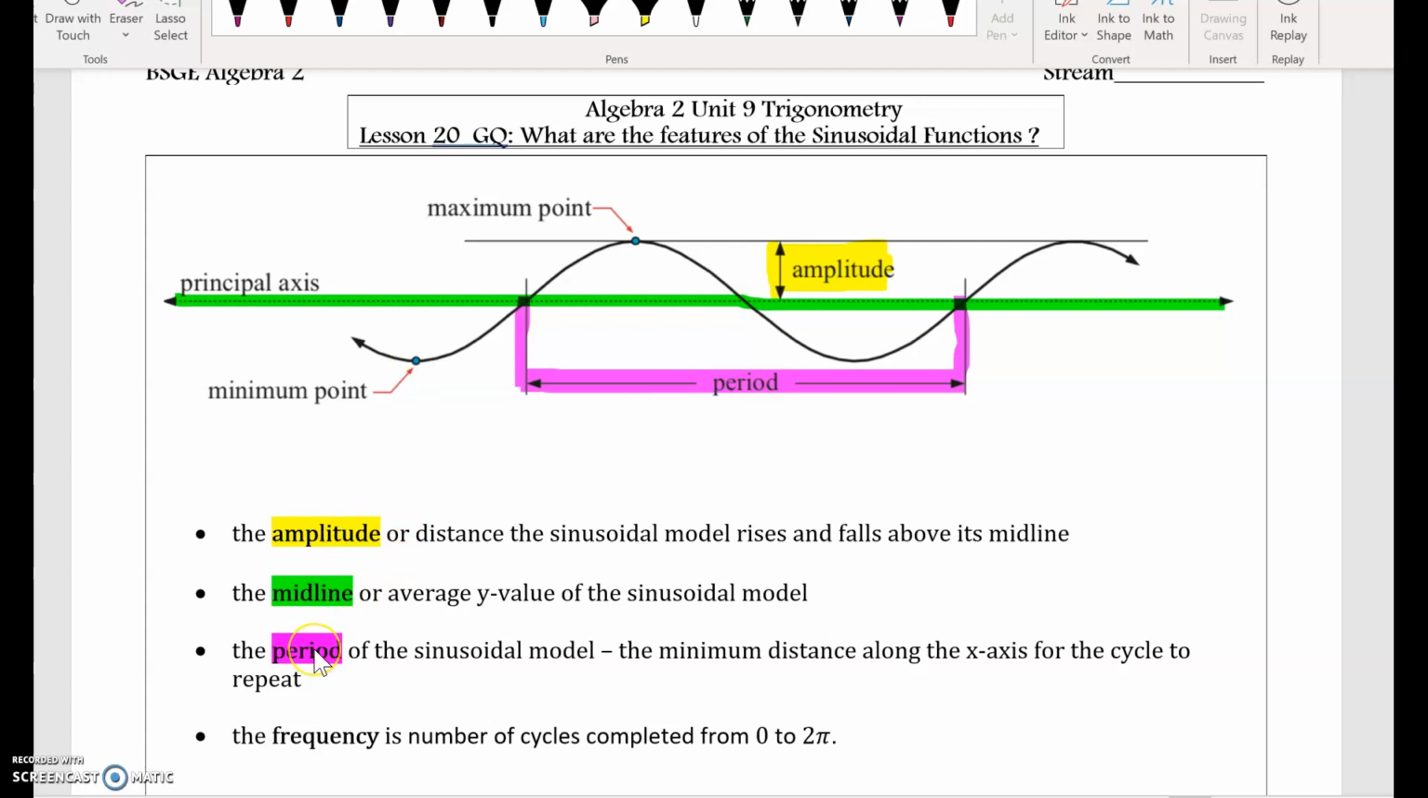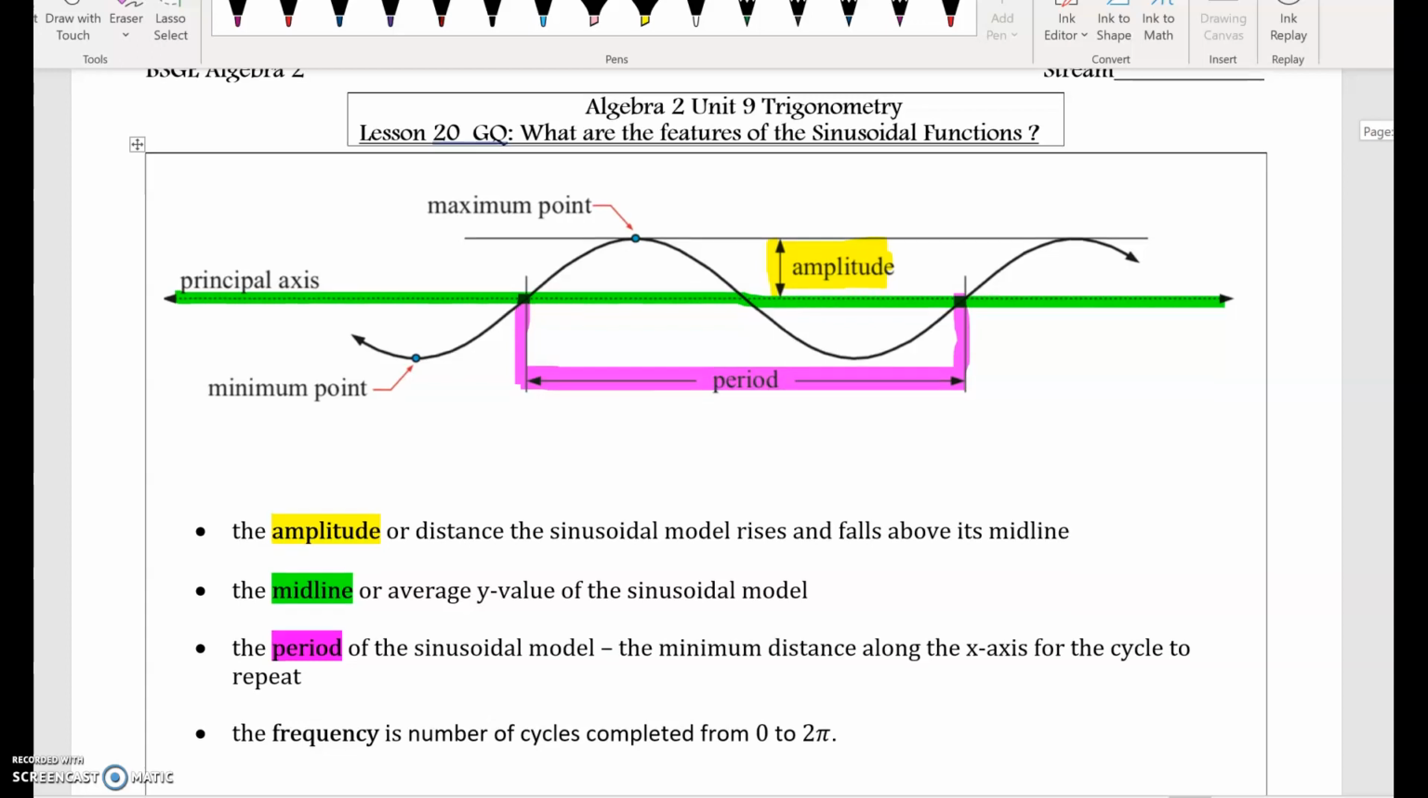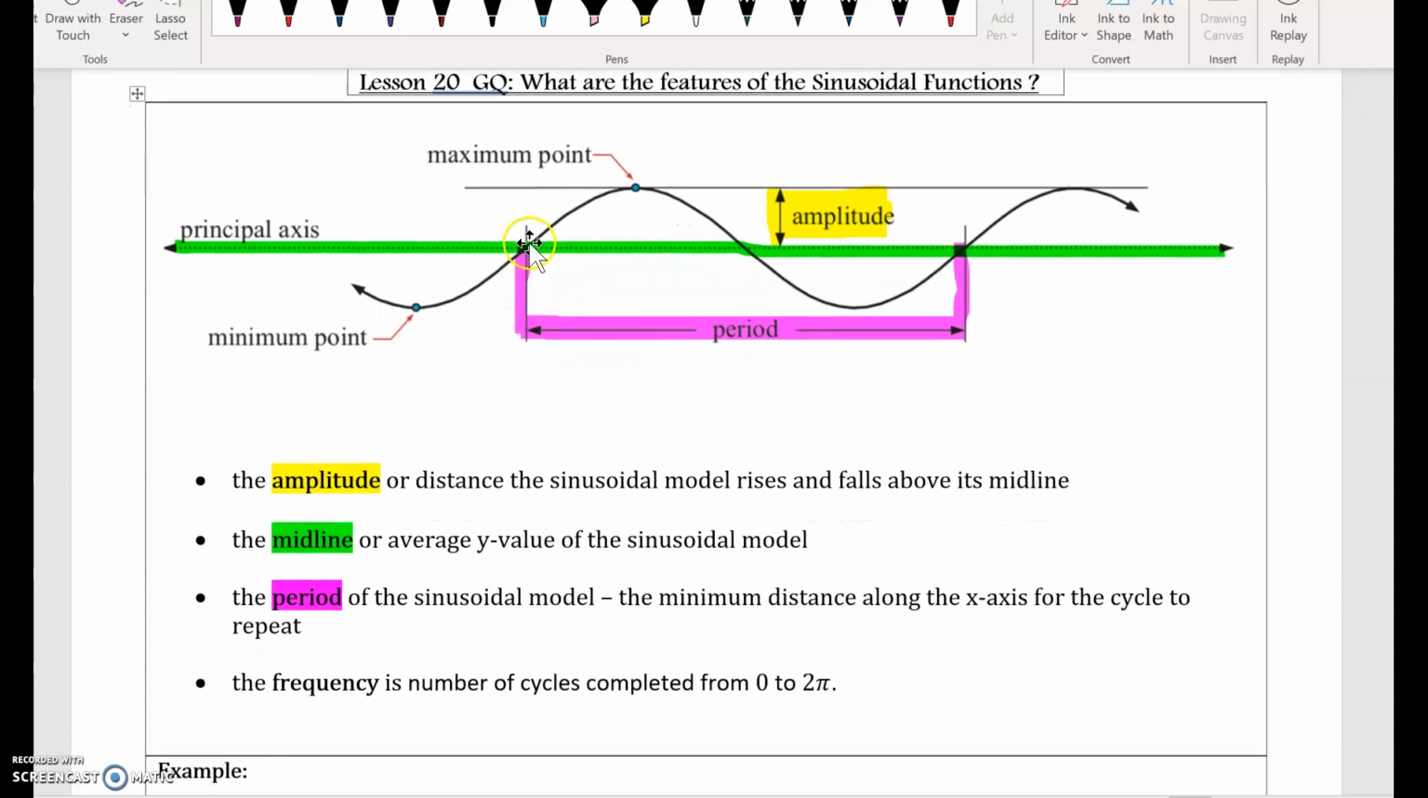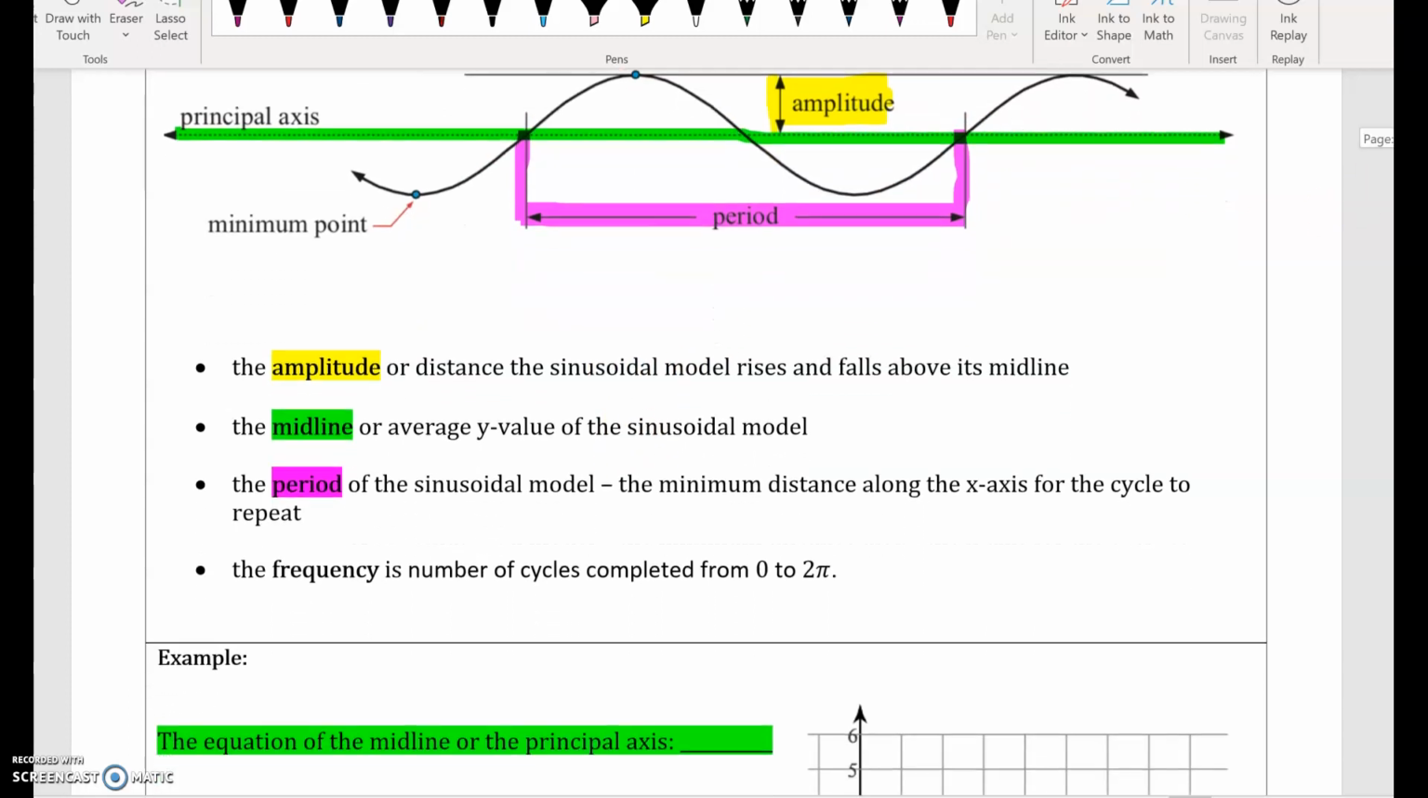So let's look at the period. We talked about period before, and period is the distance of one cycle. So wherever you start, you have to end at the same height. So this is one cycle, so period is the distance. Now I didn't write any measurement on the x-axis, so here we're not going to determine it, but period is the distance of one cycle.